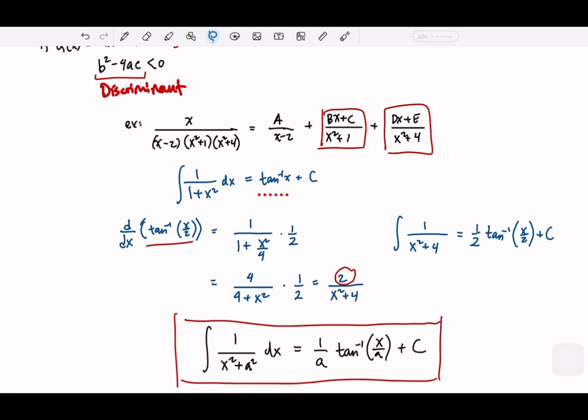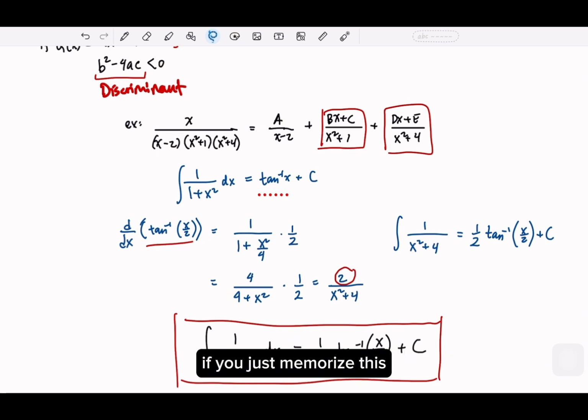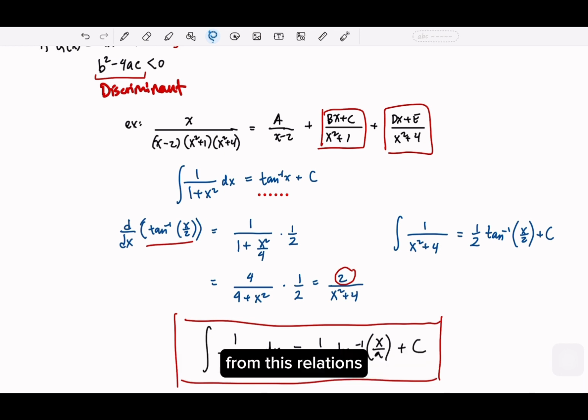And again, this is not something that you need to memorize. This is something that you need to understand. If you just memorize this, then you don't know how to use it, it becomes not really useful, right? So how do we know that it is useful? From this relation, derivative and integration.